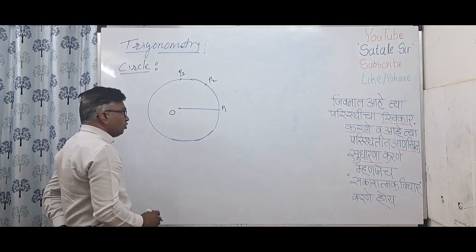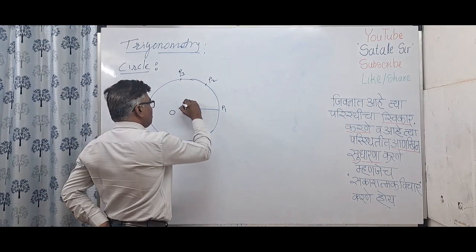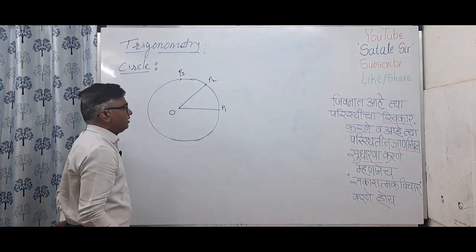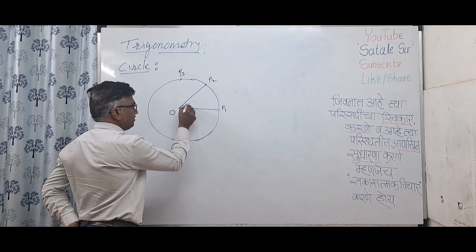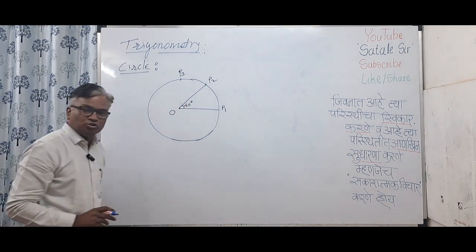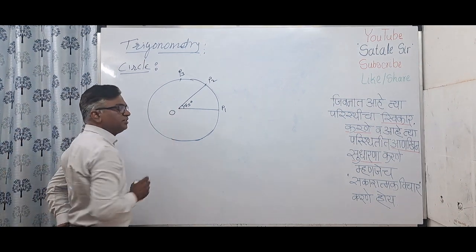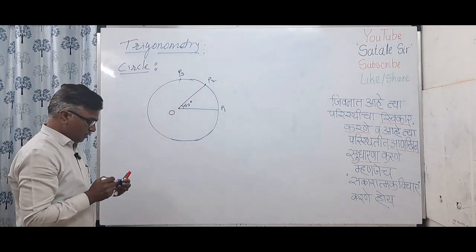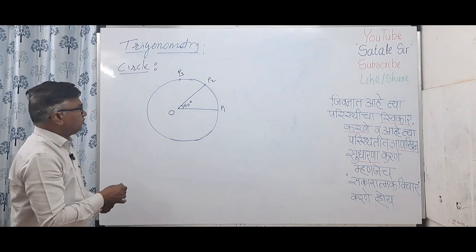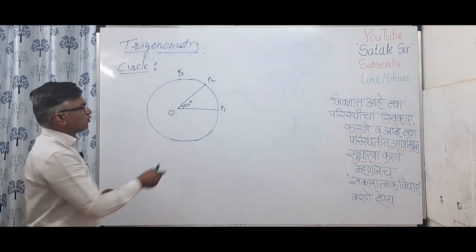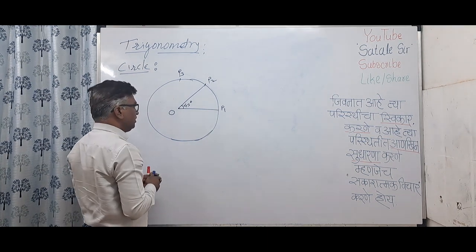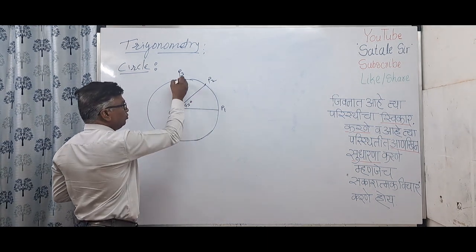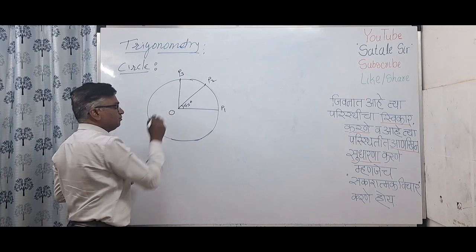Now, if I join this point P2 here, let us suppose this angle is 45 degrees. Randomly, I have chosen that angle. So this is 45 degrees. Now what I am going to do is draw the projection of this point P2 on OP1, and similarly the projection of this point P2 on OP3.